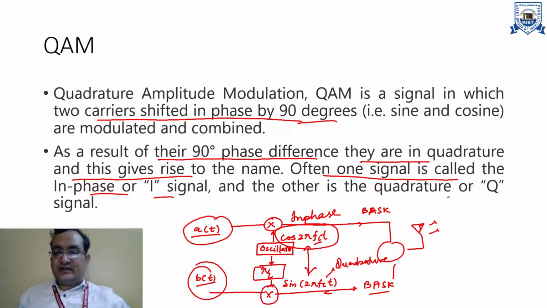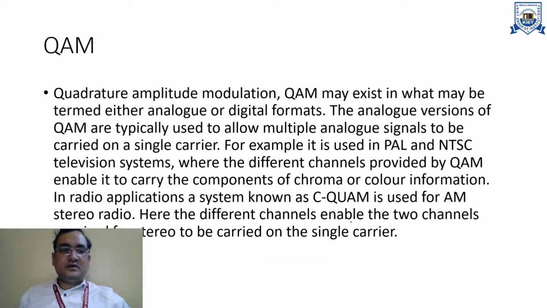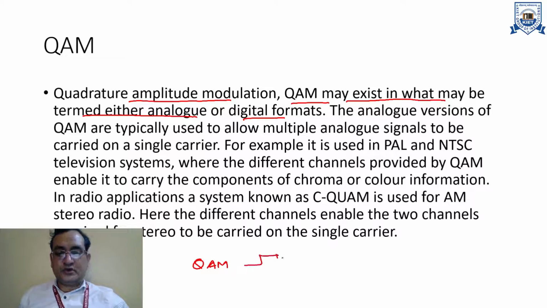So that's why Q is here, right? Quadrature amplitude modulation, QAM, may exist in either analog or digital form, right? So that means QAM can be part of both modulation methodologies. In analog modulation, yes, definitely it belongs to the amplitude modulation category, as well as digital modulation. So this is also related to ASK, right?